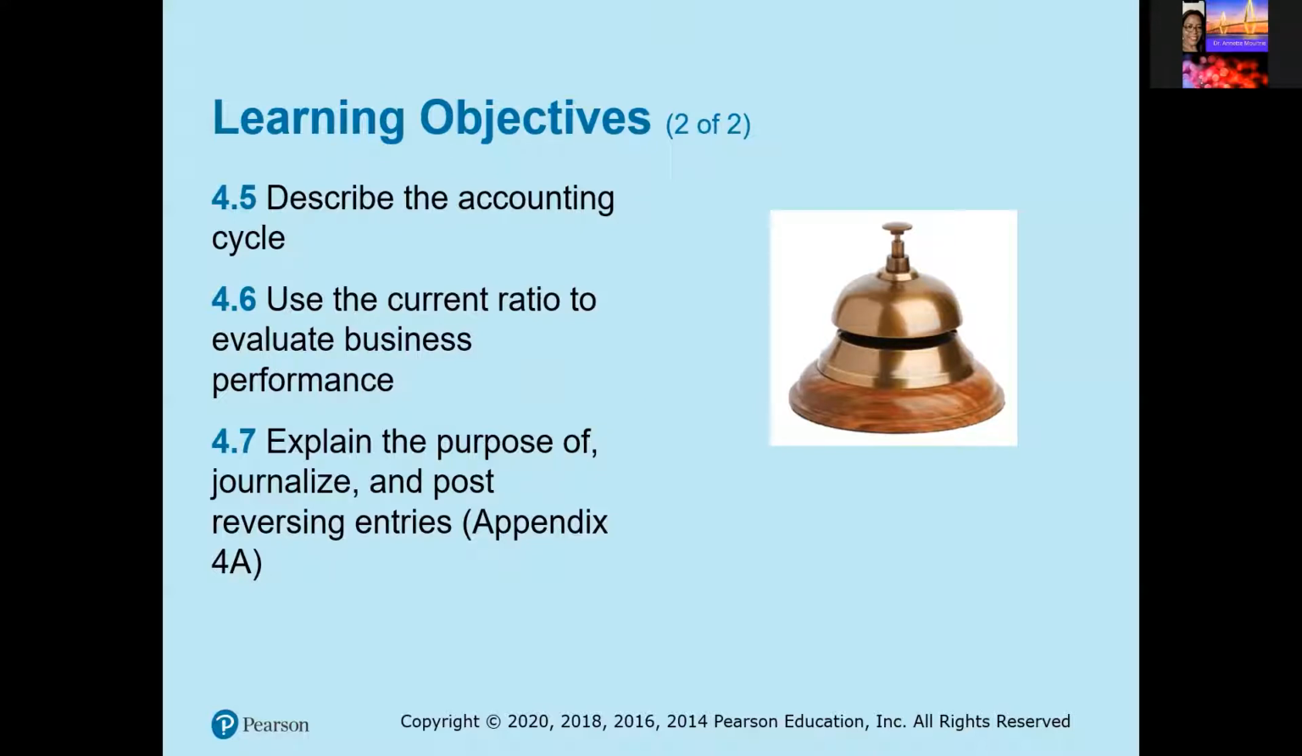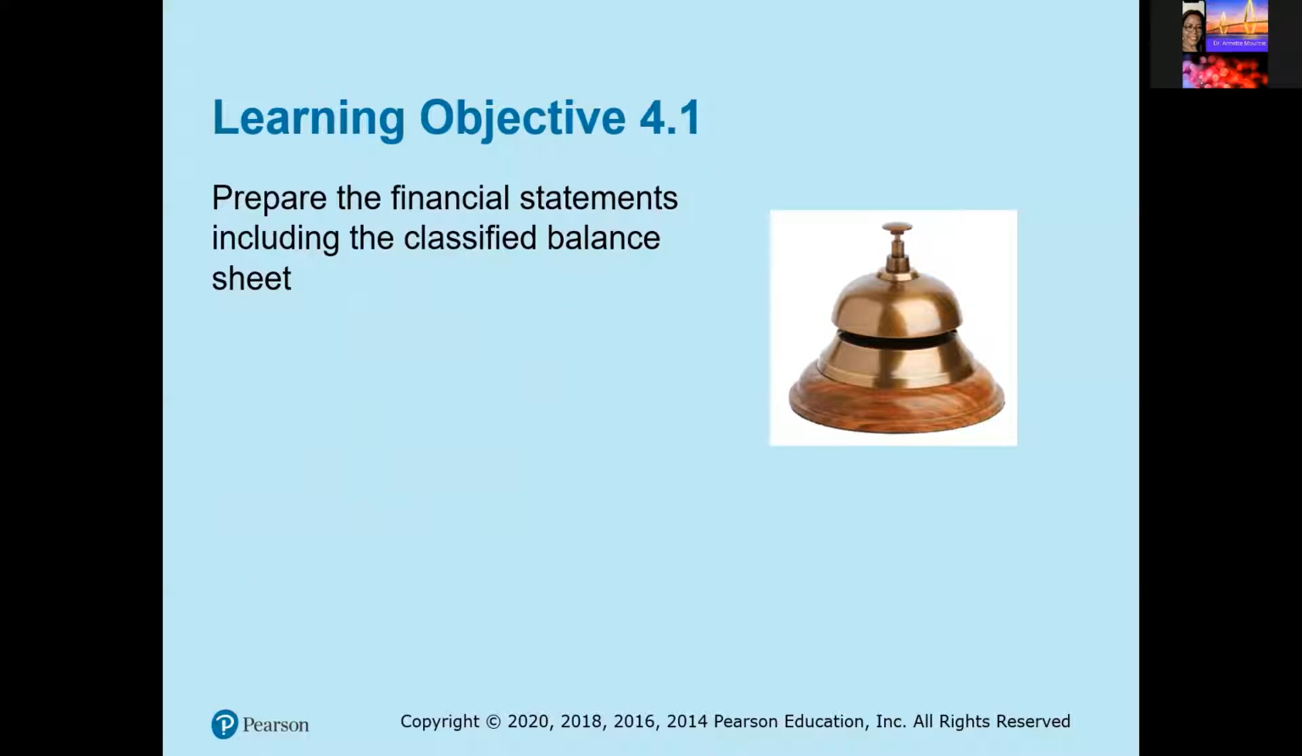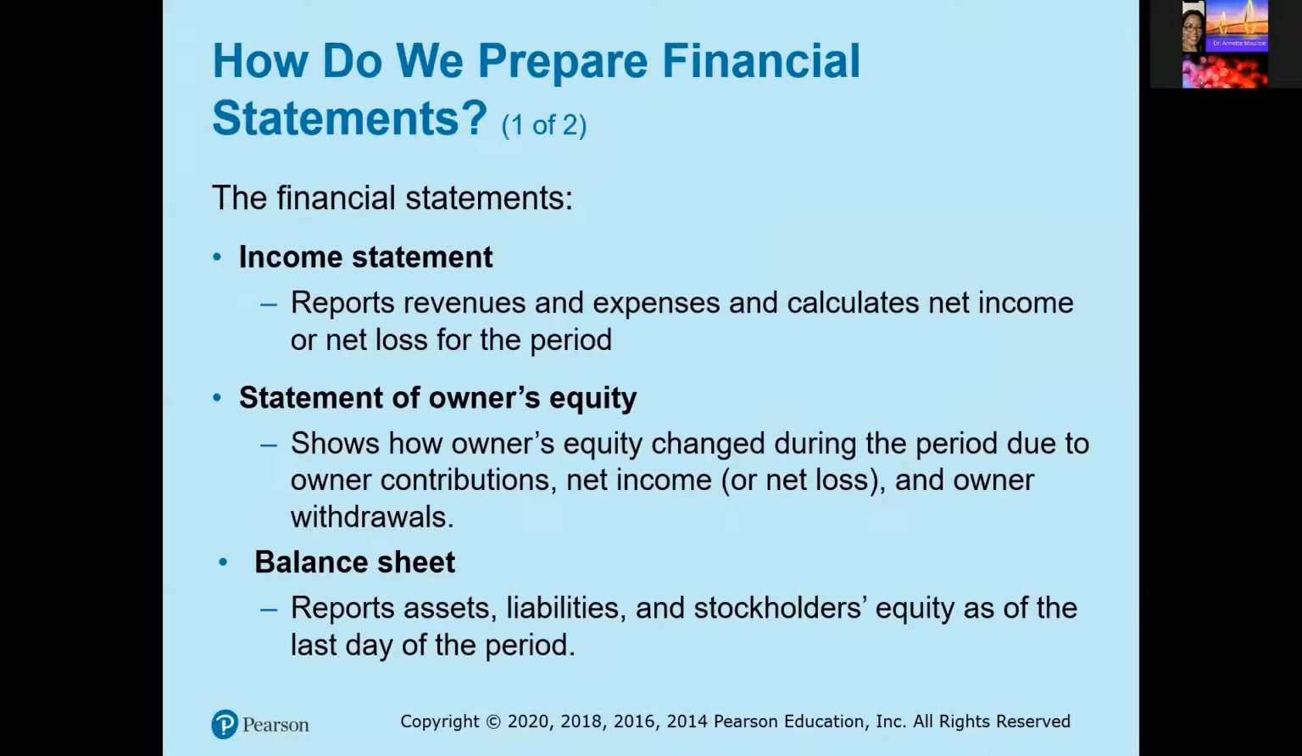Let's begin with learning objective 4.1. Prepare the financial statements, including the classified balance sheet. After the adjusted trial balance is prepared, it is time to prepare the financial statements. So the financial statements are prepared in the following order: the income statement, statement of owner's equity, and then the balance sheet.